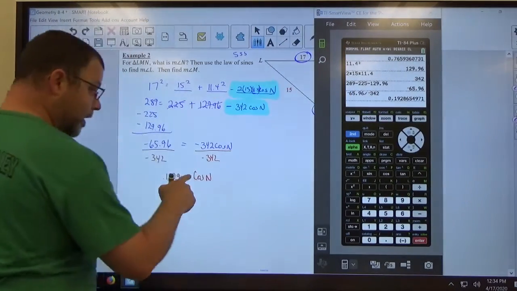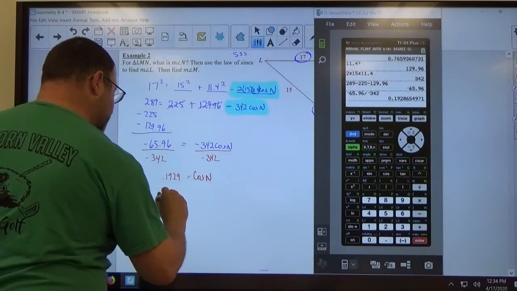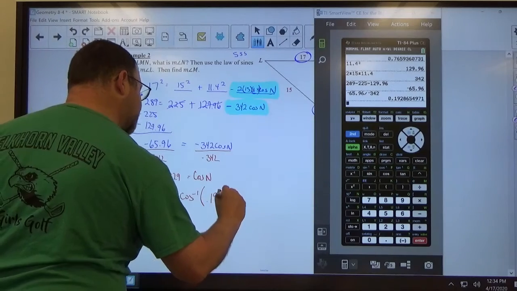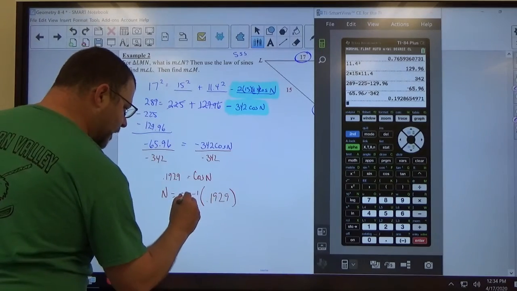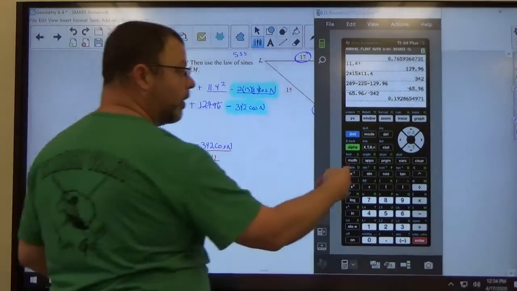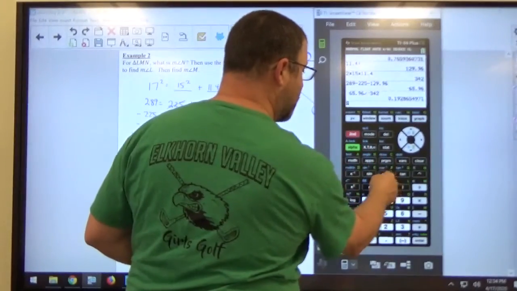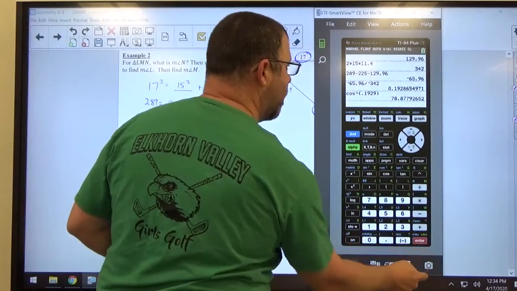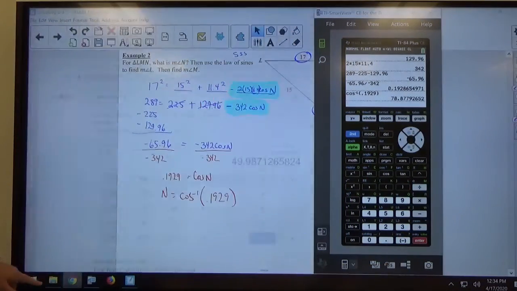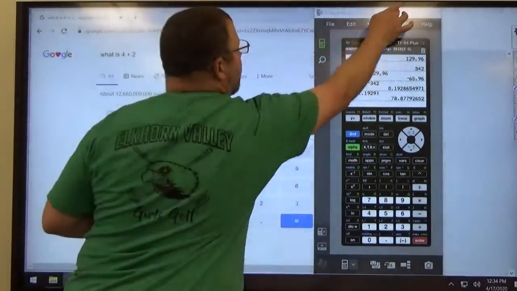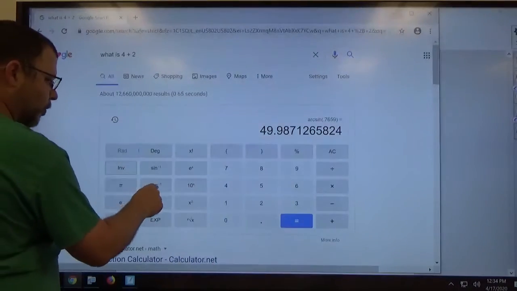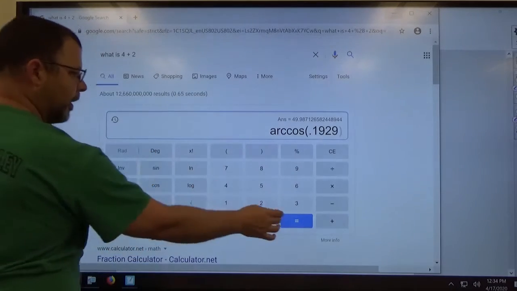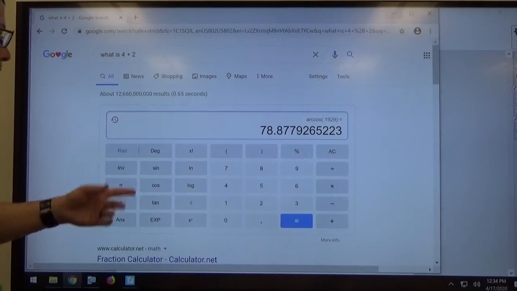So to get what n is, cosine of n equals that, so n is going to be cosine inverse of 0.1929. And again, be very careful. This is cosine negative 1. On your calculator like this, you hit second cosine 0.1929. On your Google calculator, you'll type in inverse cosine 0.1929. Again, we're in degrees. It spits out a degree answer, 78.88.